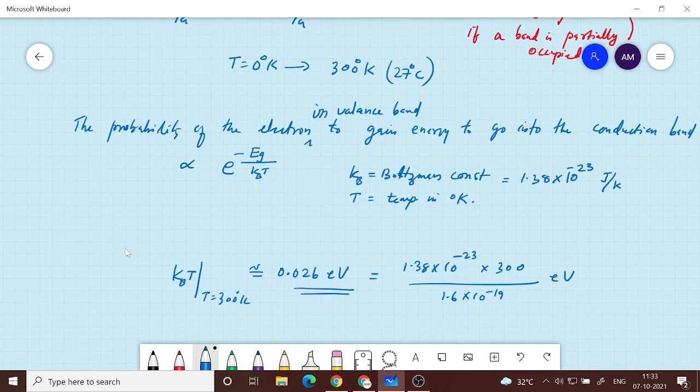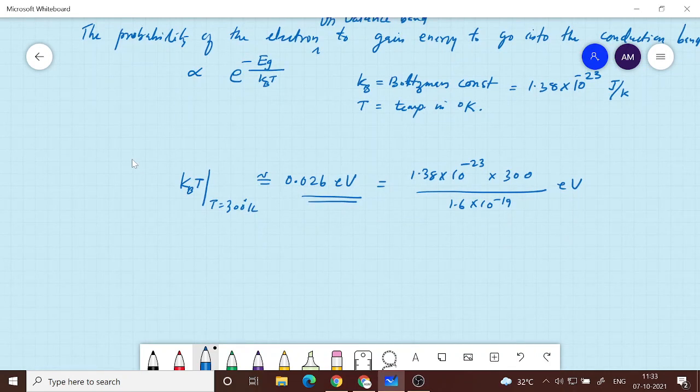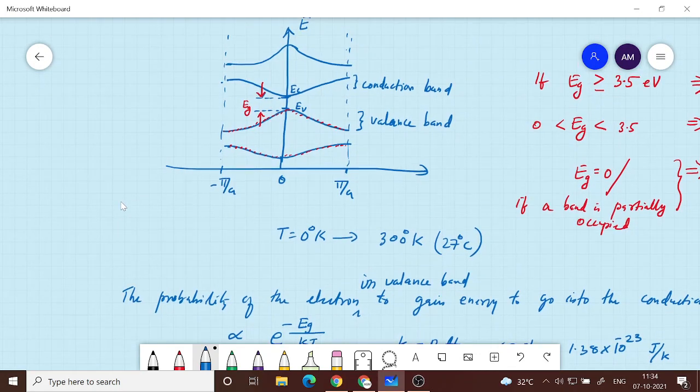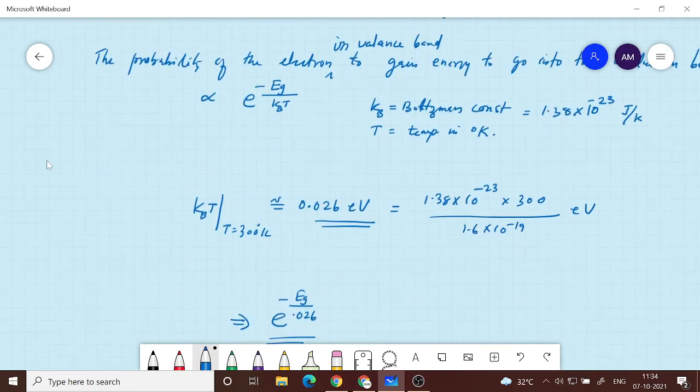So if it is 0.026, then at room temperature, how many electrons can go to the conduction band? So that is given by e raised to minus Eg by 0.026. So this will be the probability, and this will be multiplied by some number. Okay, this is proportional to this, but if this Eg is above 3.5, then at room temperature you can say the number of electrons going is almost negligible. So that is why we say in the conduction band negligible number of electrons will be there in the insulator, because this number is going to be very small.